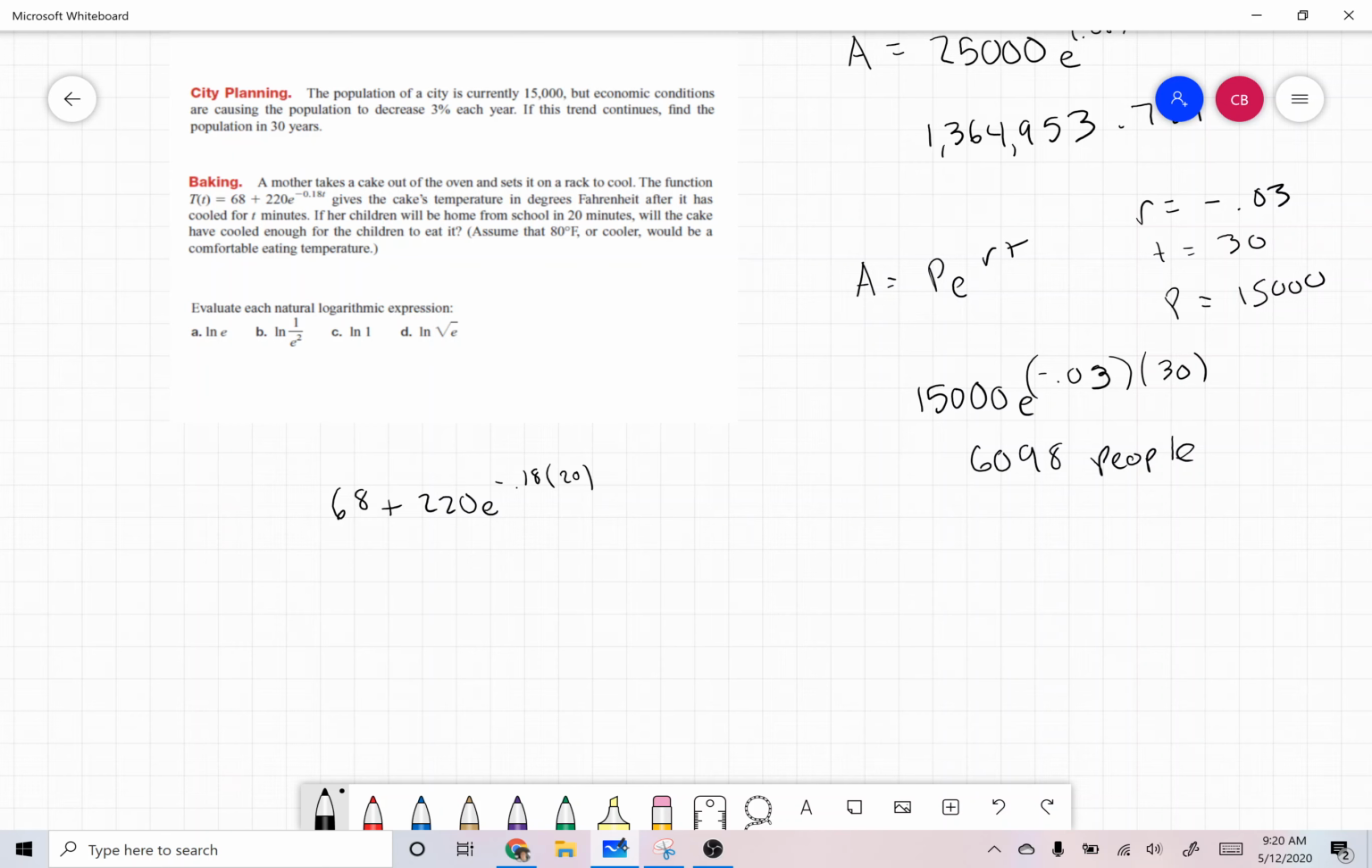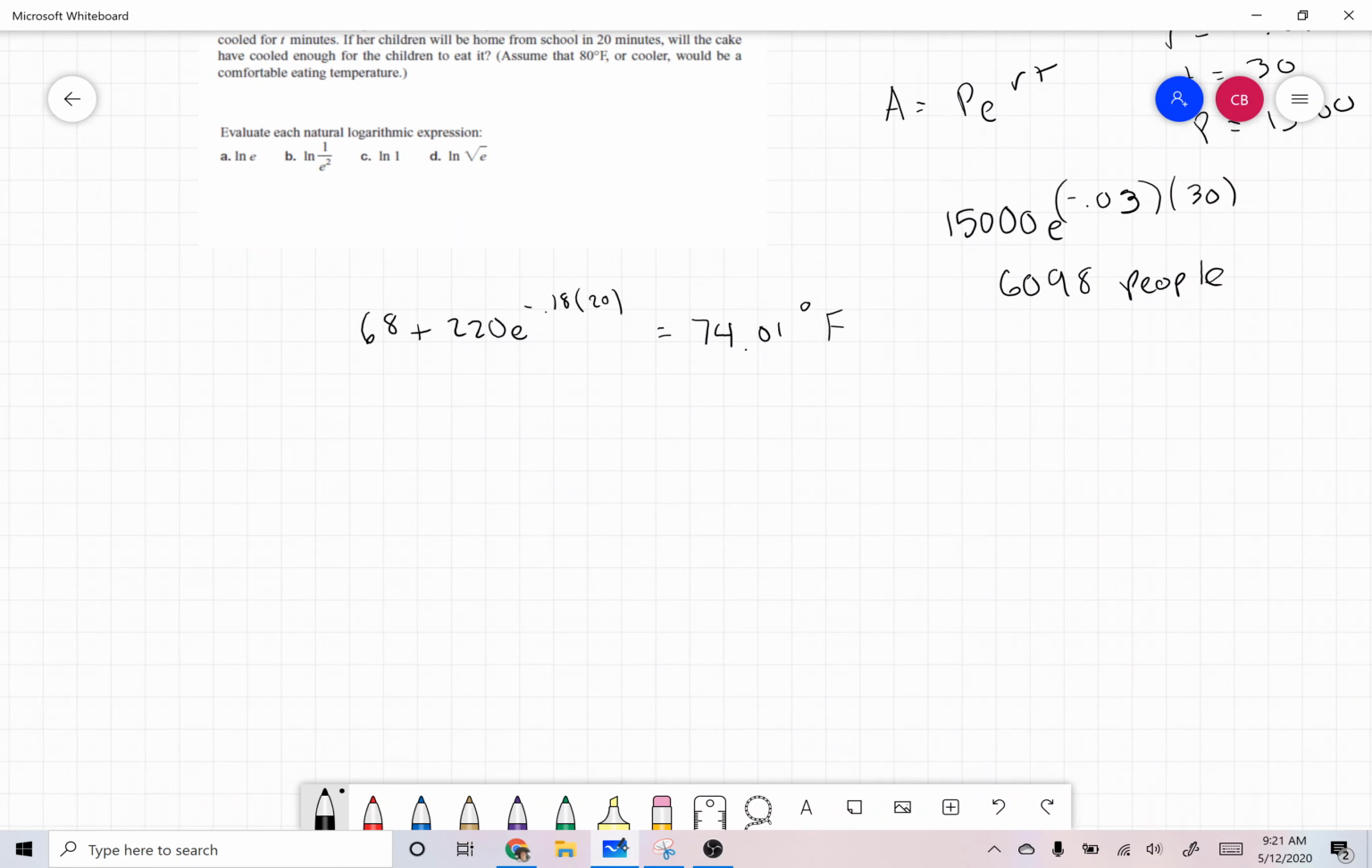So to do this, I'm going to put this in the calculator. We have 68 plus 220 e to the negative 0.18 times 20. And this is equal to 74.01 degrees Fahrenheit. And it says assume that 80 degrees or cooler would be comfortable eating temperature. So this is 74 degrees. That does definitely look like a comfortable eating level.